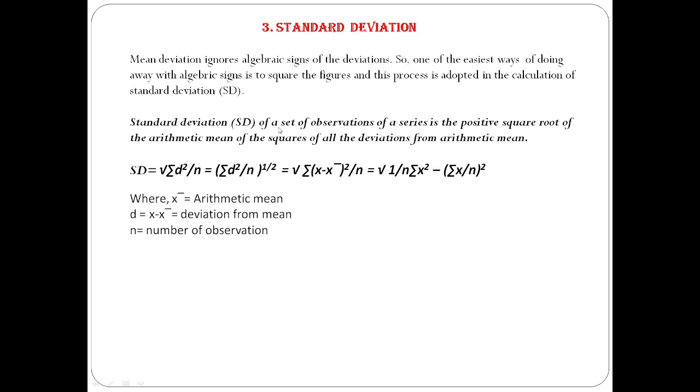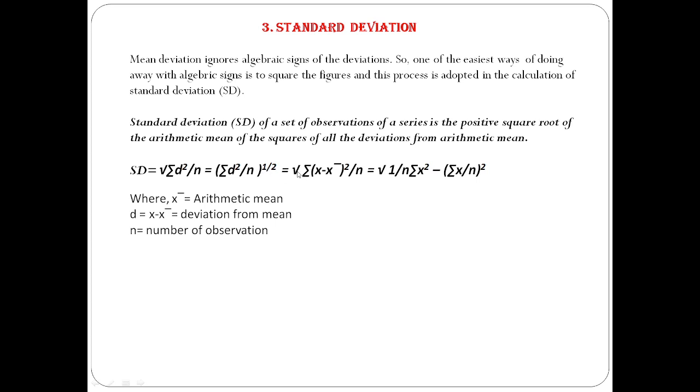The standard deviation of a set of observations of a series is the positive square root of the arithmetic mean of the squares of all the deviations from the arithmetic mean. So here is the formula for calculation of the standard deviation. Standard deviation is equal to root over summation of d square by n. It is the simplest formula. Or you can write it as summation of d square by n, to the power half, that means the square root.